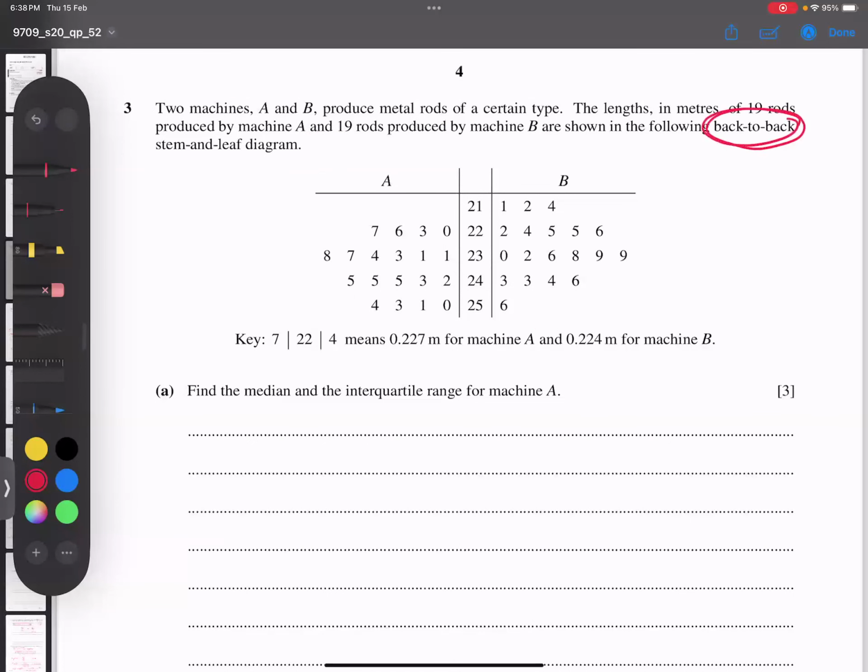And he said my back-to-back diagram is plotted, a stem and leaf diagram is plotted. So find the median and interquartile range of machine A. Okay, so let's try to solve it. Median, what is the median formula, students? Normally we use, I'm writing for you, the median formula is (n plus 1) divided by 2. n is 19, 19 plus 1 divided by 2, I get 10, the 10th term. Starting from the smallest number, 1, 2, 3, 4, 5, 6, 7, 8, 9, 10. So this number is my answer.